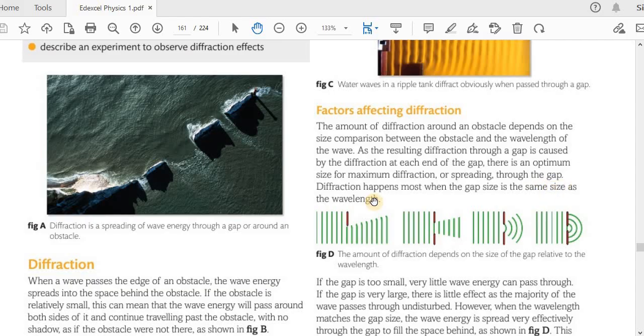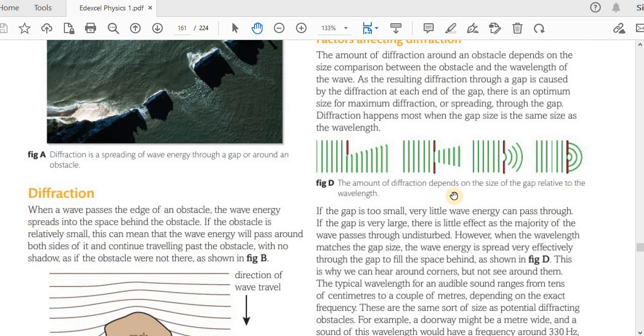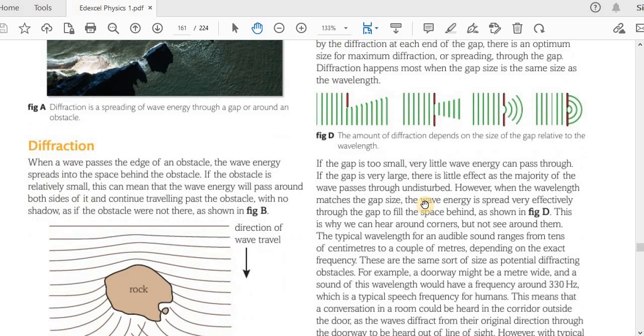Or spreading through a gap. Diffraction happens most when the size of the gap is the same as the wavelength. This is important. In the O-level class or IGCSE classes also you would have learnt it. The amount of diffraction depends on the size of the gap relative to the wavelength. If the gap is too small, very little wave energy can pass through. If the gap is very large, there is little effect, as the majority of the wave passes through undisturbed.